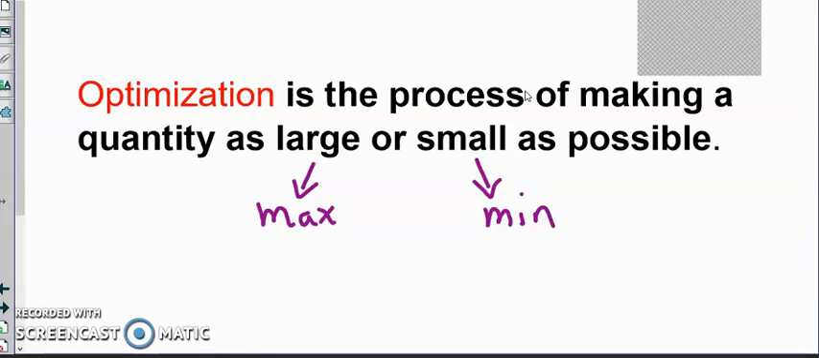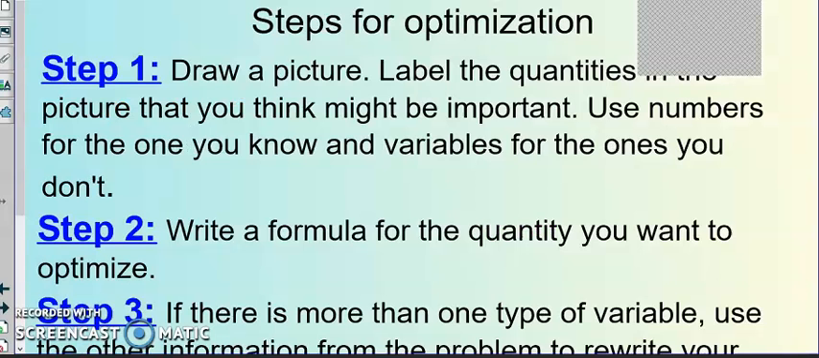All right, so I'm going to go ahead and jump over to another page that I originally would have you guys do. And we're going to come here to our steps for optimization.